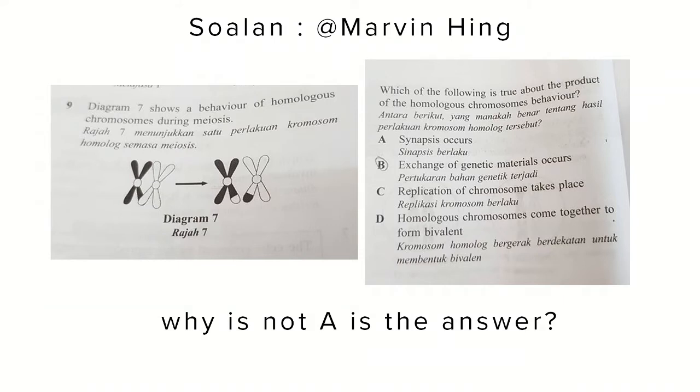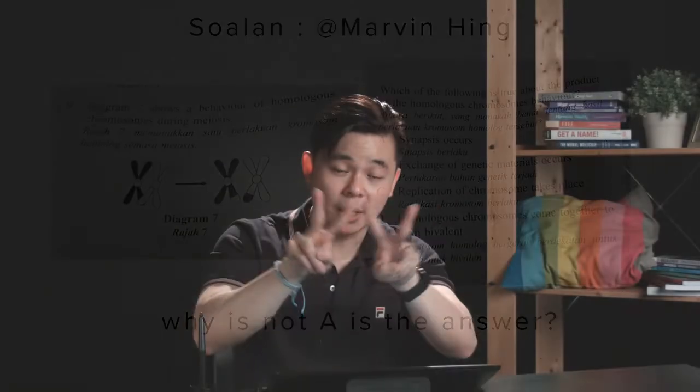And the word synapsis, answer A. Why is A not the answer? Because when these two homologous chromosomes come together, they pair up. This process is called synapsis. So it should be after synapsis that crossing over happens. You get what I mean or not? It should be after pairing up, after synapsis, then only crossing over. So it's impossible that the product of crossing over is synapsis. Synapsis first, then only crossing over.